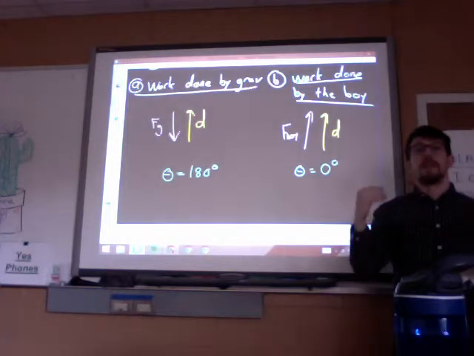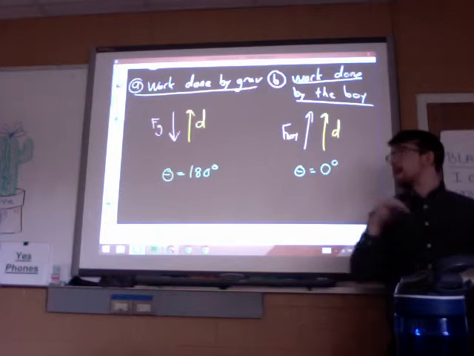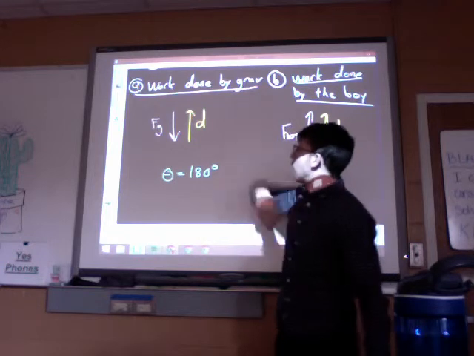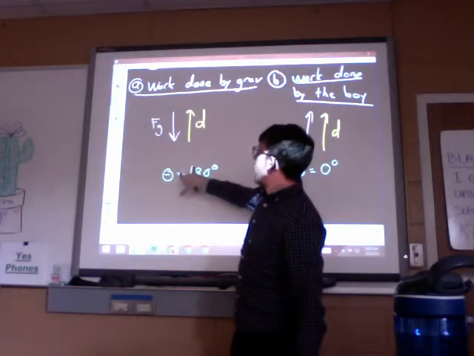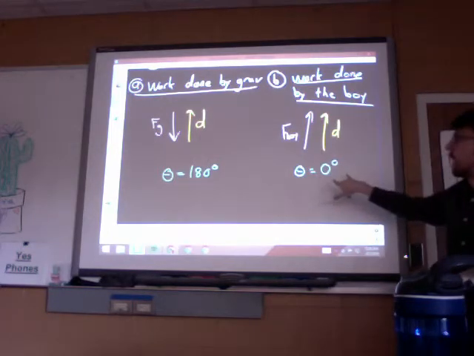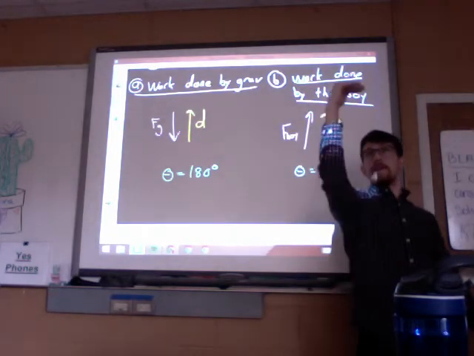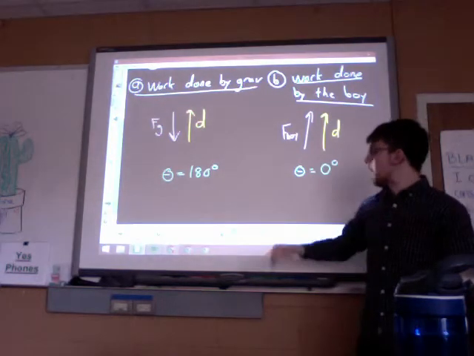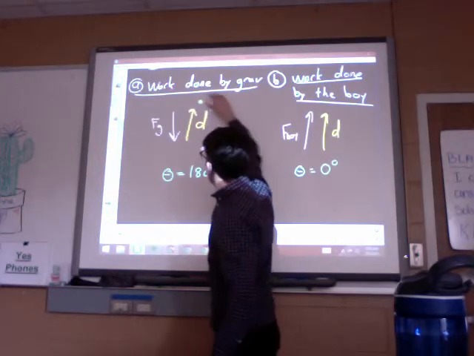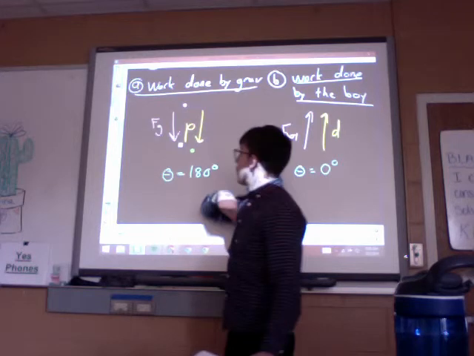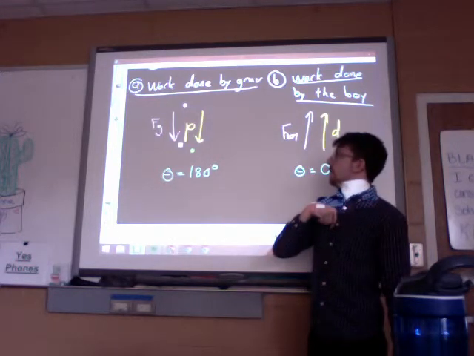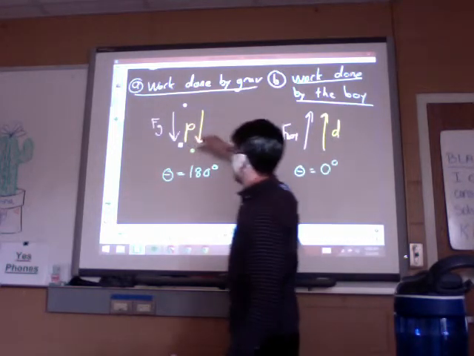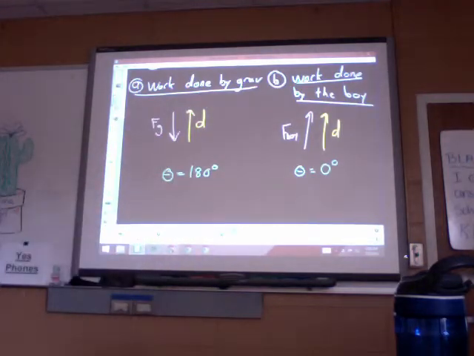On the test, we'll have the same thing: something either going up or going down, and two different things doing work. Work done by gravity has a 180 degree angle, work done by the boy has a 0 degree angle. If he was bringing the bucket downwards, the angles would be reversed. If it were going down, this would be flipped. Distance would be down. So what's our angle there? 0. Why is our angle 0 here? Same direction.